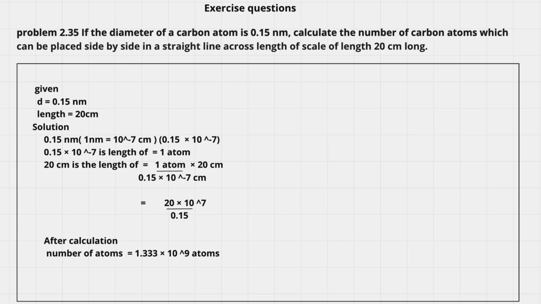Solution. 0.15 nanometer. 1 nanometer equals 10 raised to the power minus 7 centimeter. So 0.15 into 10 raised to the power minus 7 centimeter is the length of 1 atom. 20 centimeters is the length of 1 atom into 20 centimeters divided by 0.15 into 10 raised to the power minus 7 centimeter, equals 20 into 10 raised to the power 7 divided by 0.15.